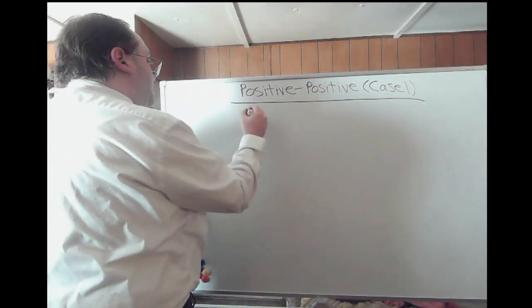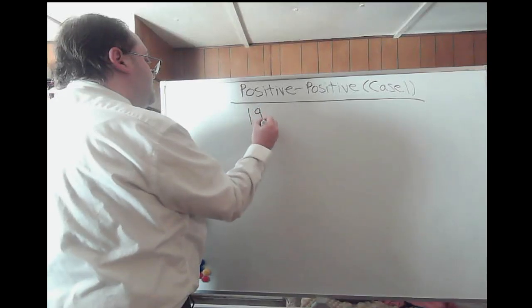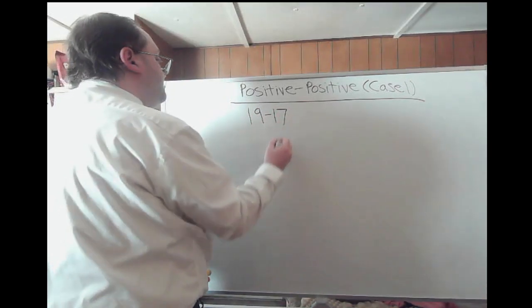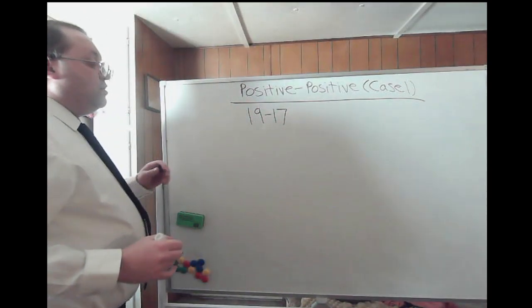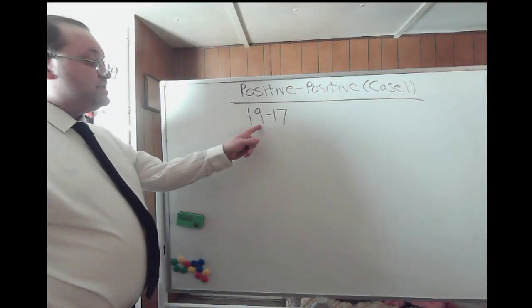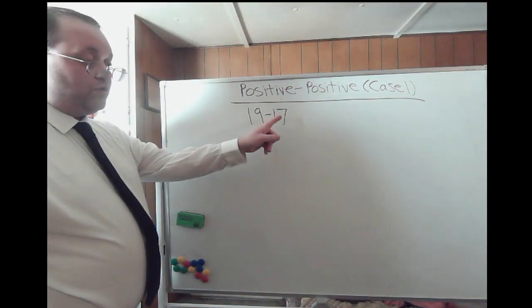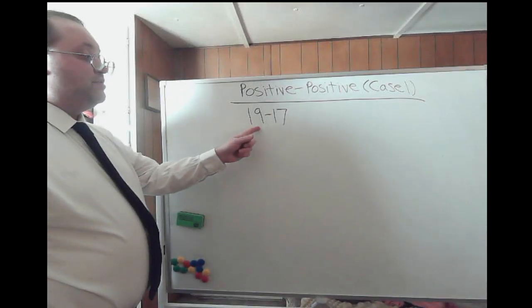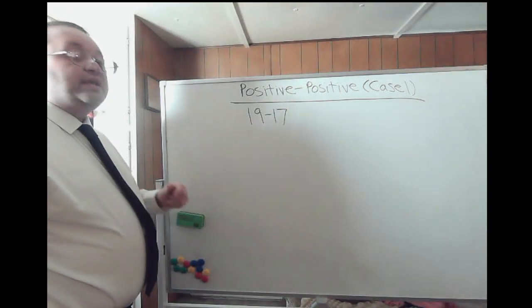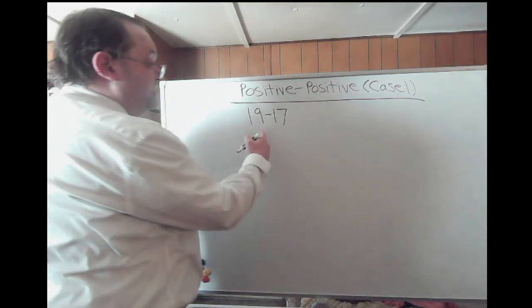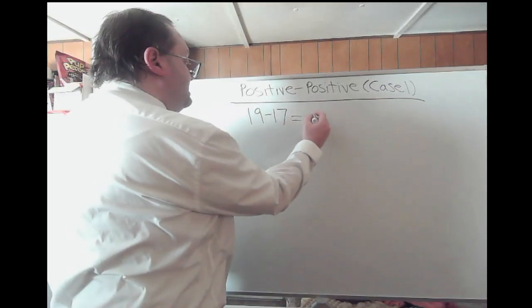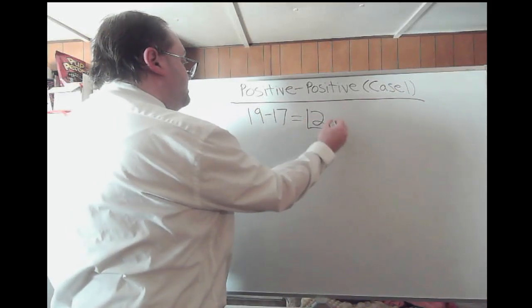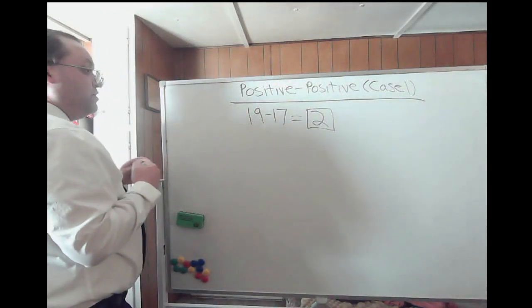For example, we have 19 minus 17, right? We have a case here where the first number is bigger or greater than the second number. Whenever the first number is greater than the second number, you're going to get a positive result. It's a simple subtraction problem. 19 minus 17, that's positive 2.